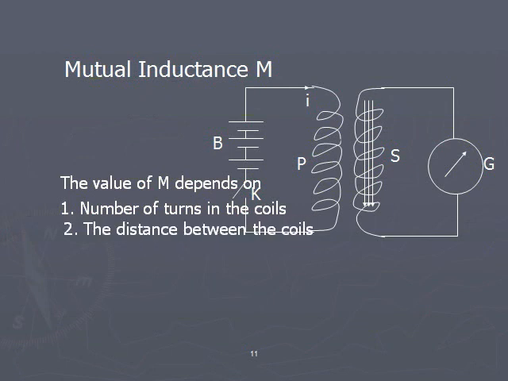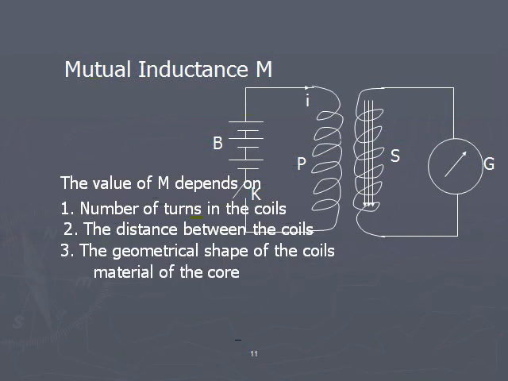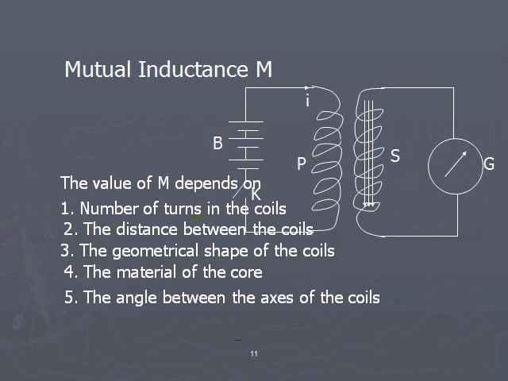The value of this mutual inductance depends on the number of turns in the coils, the distance between the coils, the geometrical shape of the coils, the material of the core, and the angle between the axes of the coils. Mutual inductance will be maximum when the angle between the axes of the coils is 0.